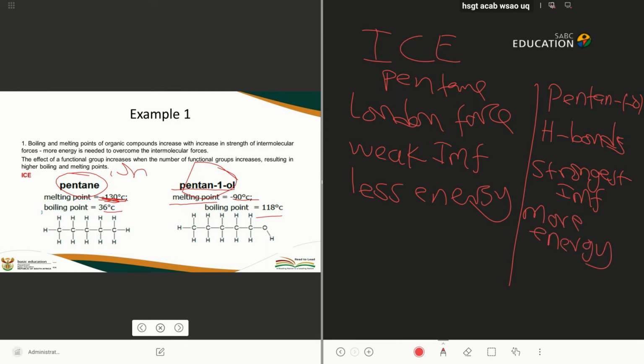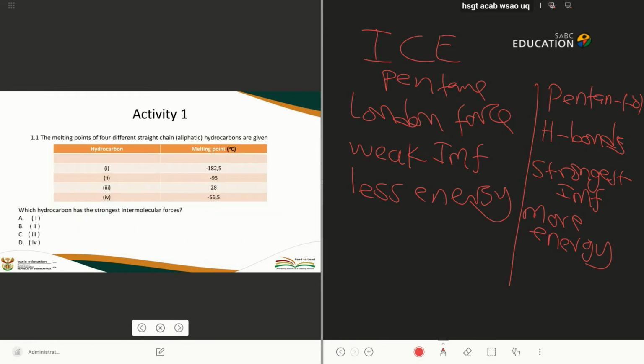So always you look at the strength. When the strength of the intermolecular force is weak, you know less energy. When it's strong, you know more energy will be required to overcome the intermolecular force. Language here is of importance, learners. So as you do this, make sure that you use the correct language so that you are able to get all your marks. So I was able to show you, using this nice example, how these intermolecular forces affect our physical properties.